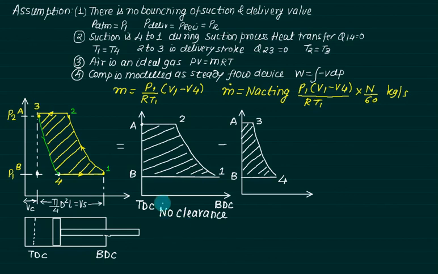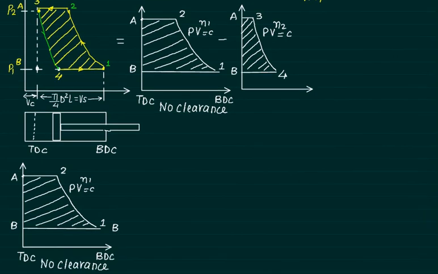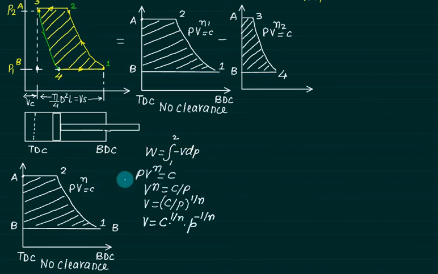So, in this figure, to calculate the work done, let us take a generalized process, that is PV to the power n. The work is given by the equation W equals integral of minus VdP. To solve this equation, we must replace V in terms of the constant C. So, we have a polytropic process, where PV to the power n equals constant. To solve for V, we write V to the power n equals C divided by P.